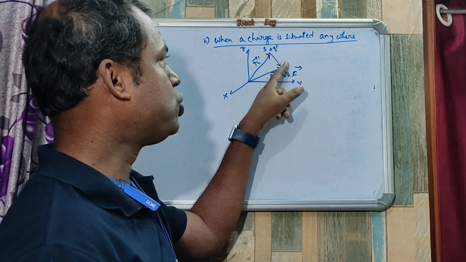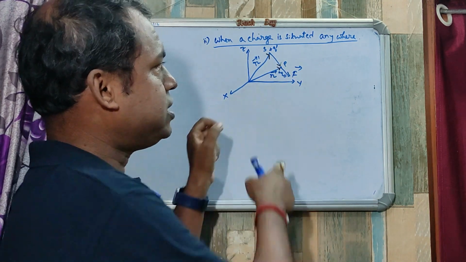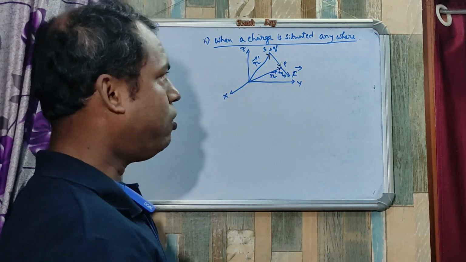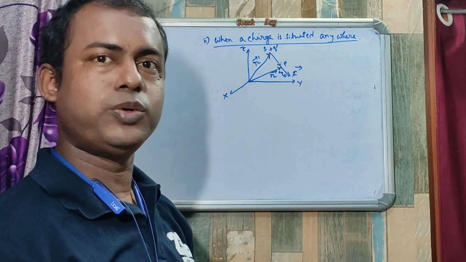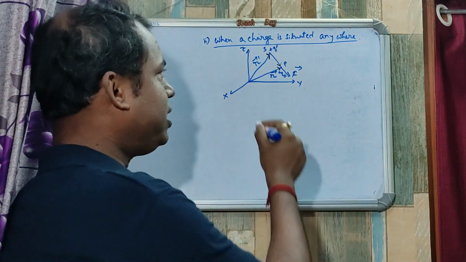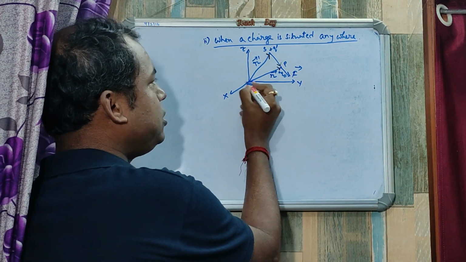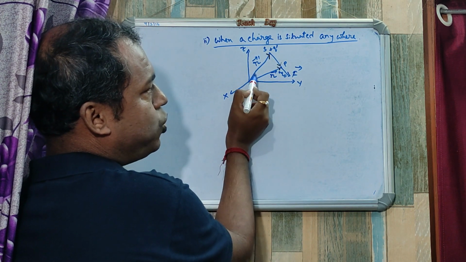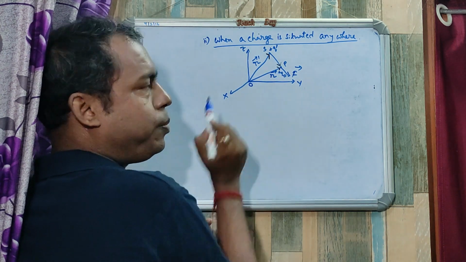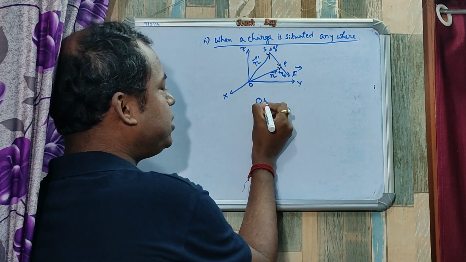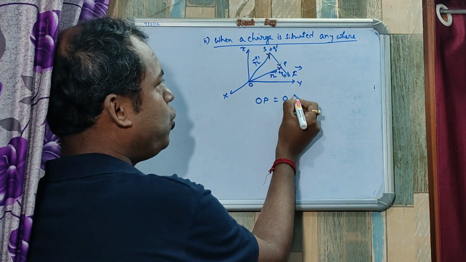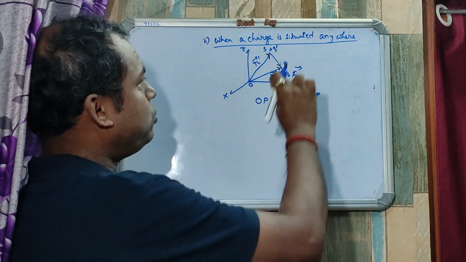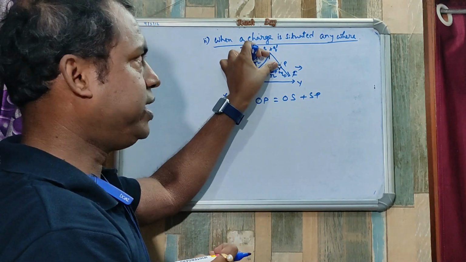So both are positive, so a repulsive force occurs and the force is directed outward, so an arrow is given over there. Now according to the triangle law of vectors, if I consider this one as the origin O, this one is OS, this one is SP. So OS plus SP equals OP. So according to the triangle law of vectors, OP equals OS plus SP.